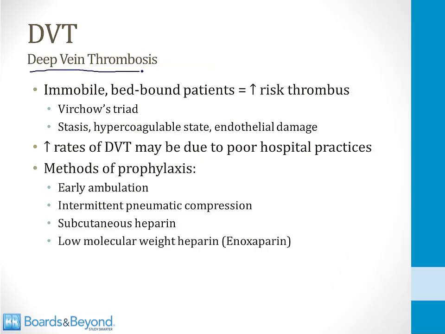Rates of deep vein thrombosis, or DVT, are sometimes used as a measurement of hospital quality. Immobile, bedbound patients in the hospital are at increased risk for thrombus formation. Recall that Virchow's triad is what must be present for a thrombus to form, and Virchow's triad is stasis, a hypercoagulable state, and endothelial damage.